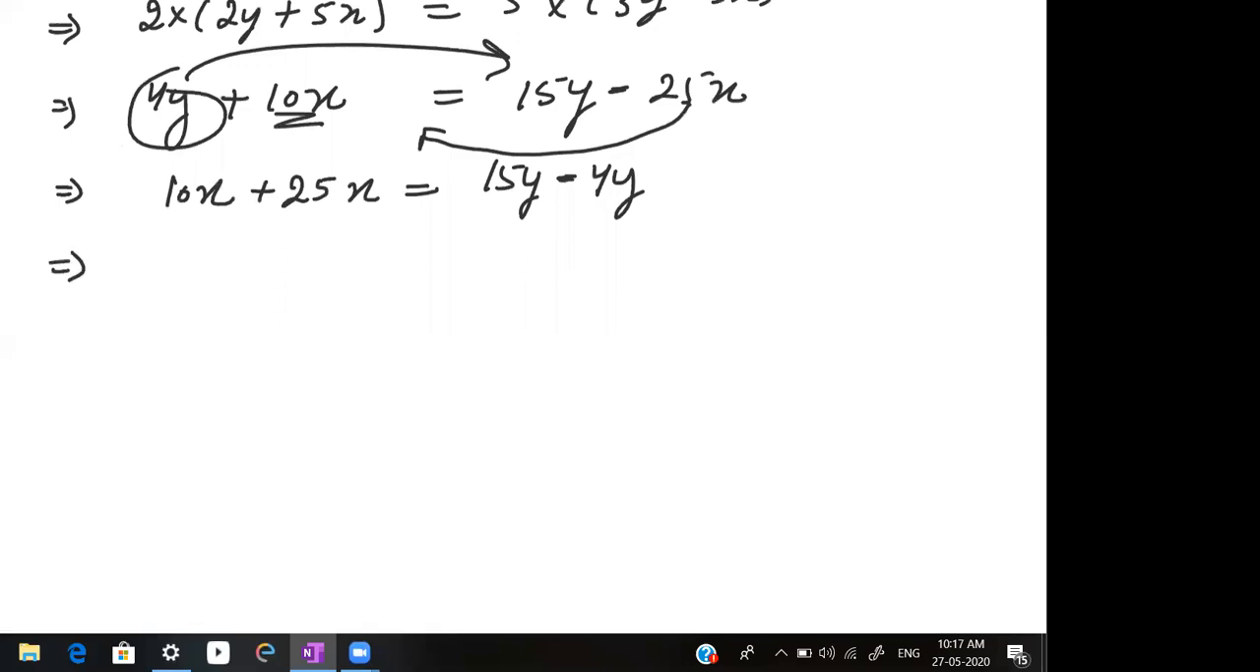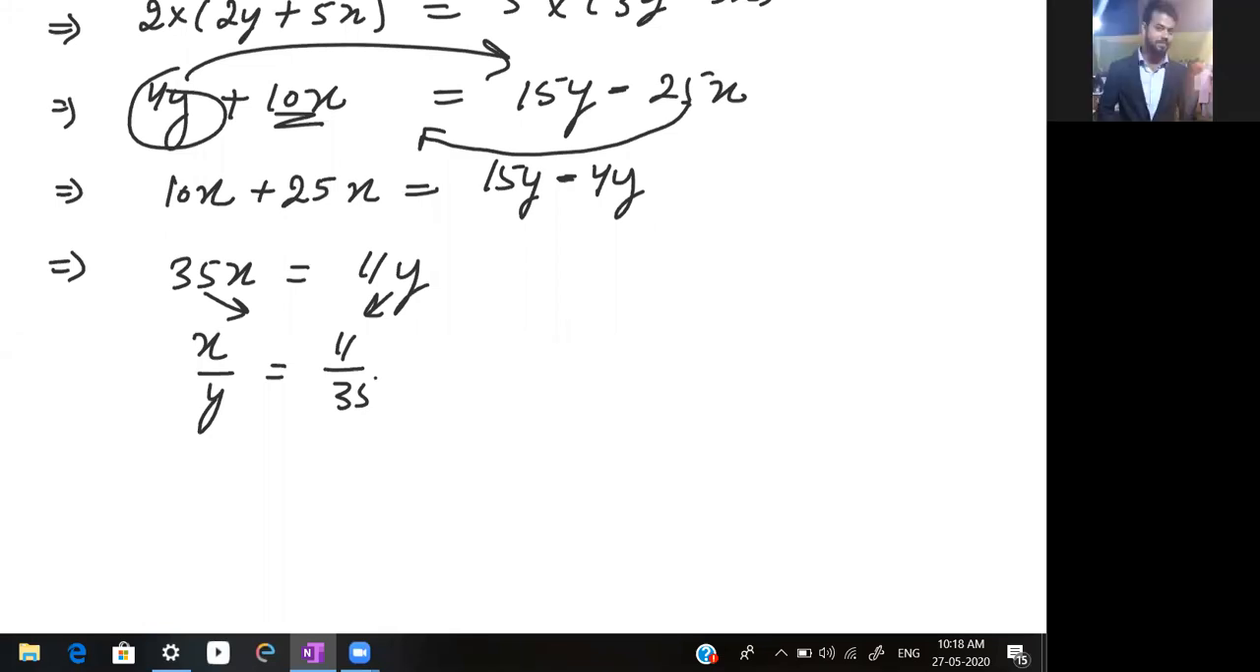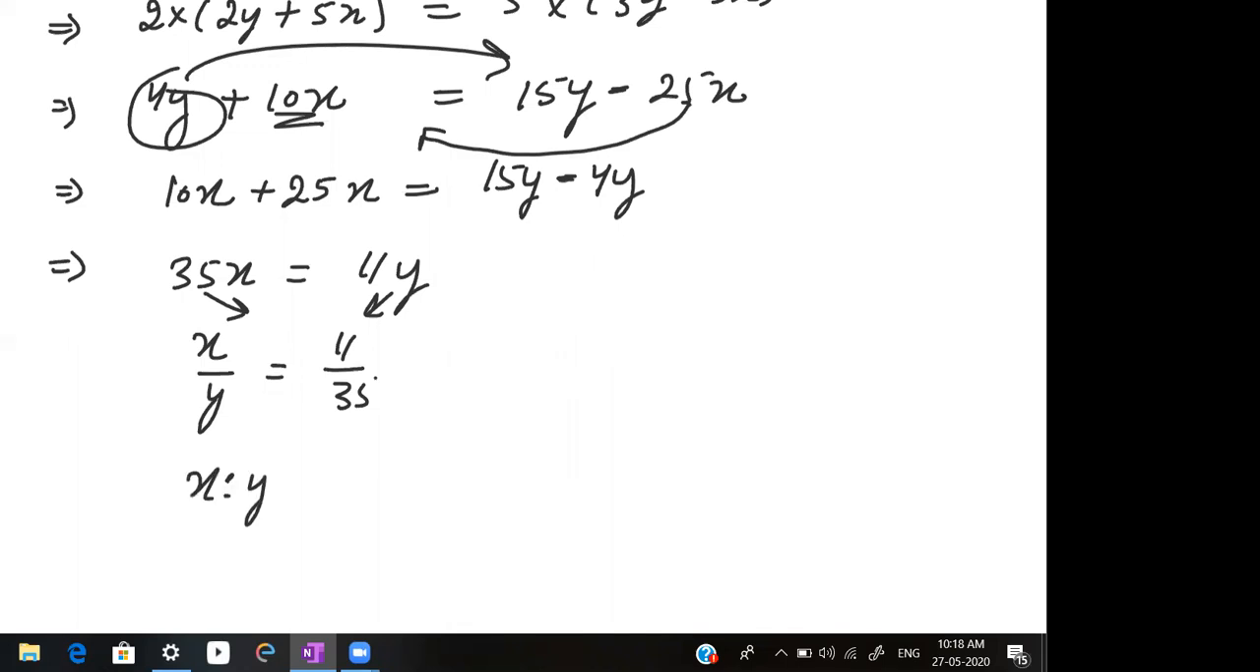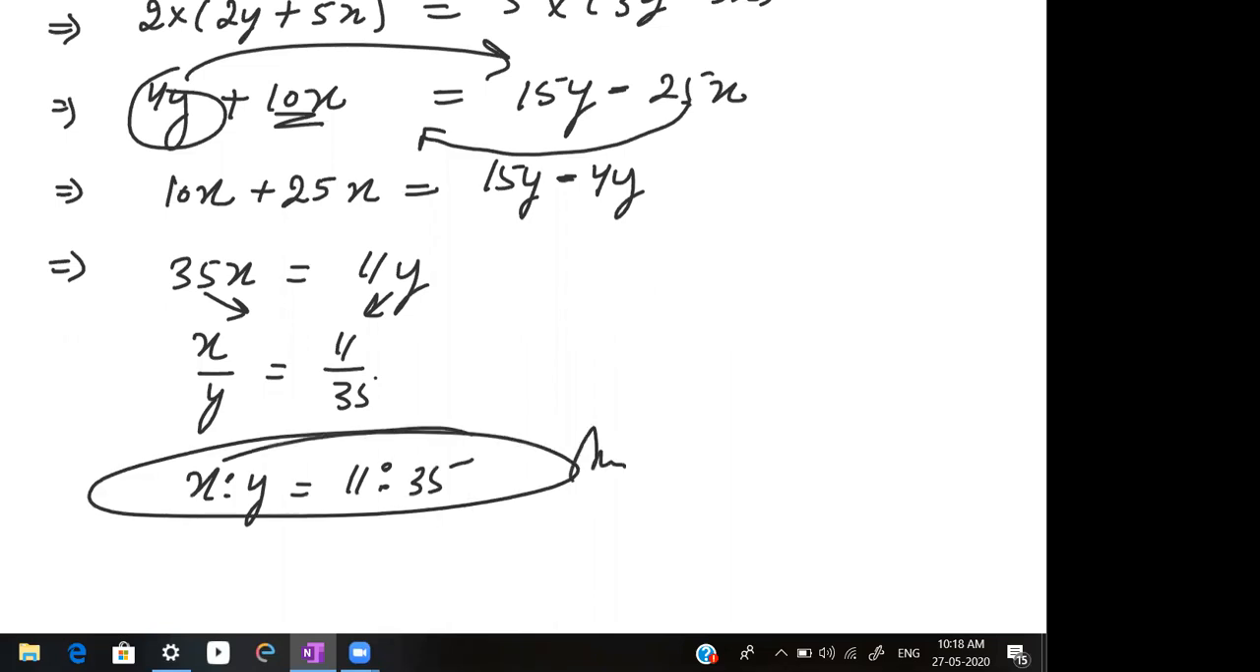Okay. Now the question becomes simpler. Now 25 plus 10 is 35x, and 15 minus 4 is 11y. So x, and we will take this y in the denominator. x upon y is equal to 11 upon 35. Okay, I have transferred this y to the left hand side, and transferred this 35 to the right hand side. So both of them will come in the divide. So x ratio y is equal to 11 ratio 35. First of all, this is the answer of the first part.